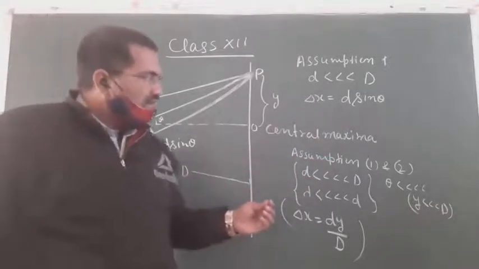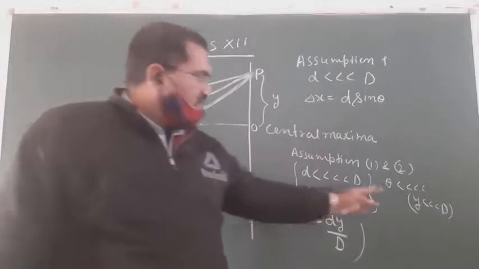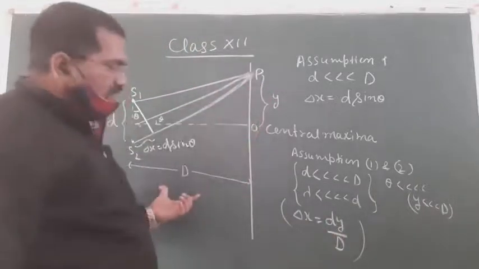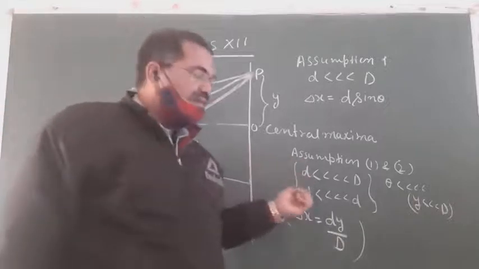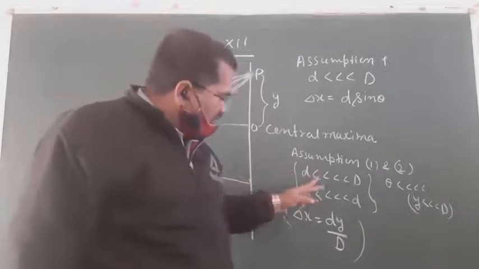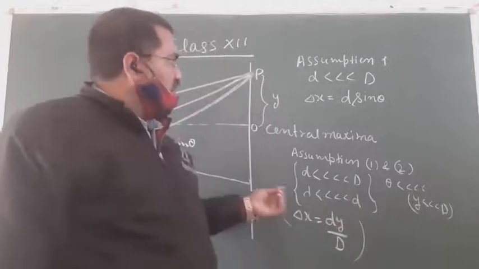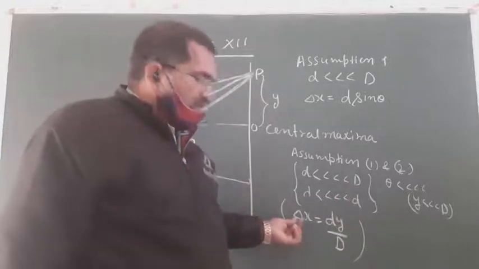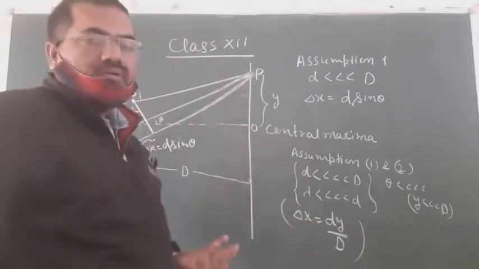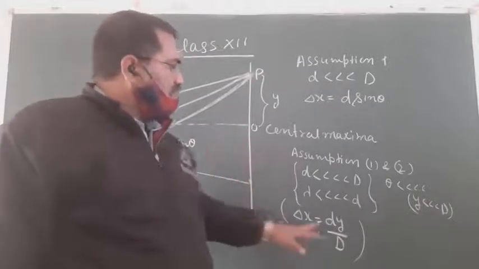And after that, we have taken another assumption, that is when theta is very small. When theta is small, then y will be much lesser than capital D, and under this condition there are two conditions: small d is much lesser than capital D and lambda is much lesser than small d. Then we get path difference between two waves as dy by D, where y is the position of maximas or minimas from central maxima.